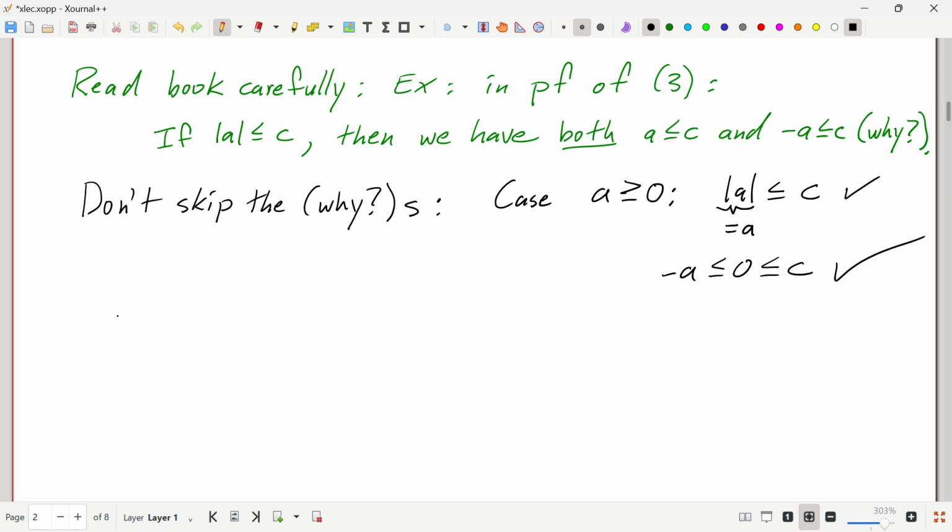And of course, the case a less than 0, I won't do it again. So we have two cases to consider. Similar. Convince yourself that you can do the same thing when a is negative and get both of those things. Questions about that? It takes some discipline, but it'll pay off. It'll help you solve problems.